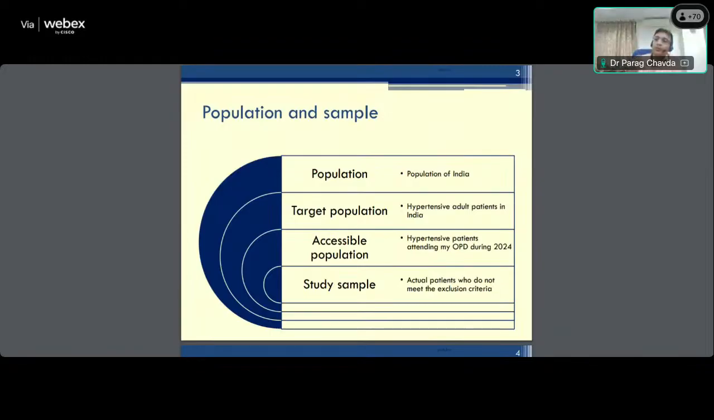So probably I am going to take only a subset of the accessible population, which I'll call my study sample. So my study sample is the actual people who are going to participate in the study. Over the year, I could have 5,000 hypertensive adult patients coming to my OPD, but I might end up selecting only 100 of them. So that would become my sample.